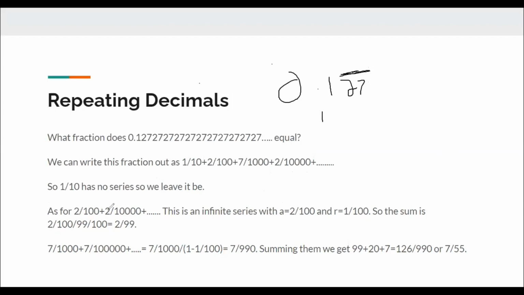As for 2 over 100 plus 2 over 10,000, and so on, this is an infinite series with a equal to 2 over 100 and r equal to 1 over 100. So for the sum, you can use the formula a over 1 minus r. You're going to get 2 over 99. And then for this one, 7 over 1000 plus 7 over 100,000, same thing. Use the common ratio and the first term. You're going to get 7 over 990. Sum these fractions, 1 over 10 plus 2 over 99 plus 7 over 990, and you're going to get 7 over 55.